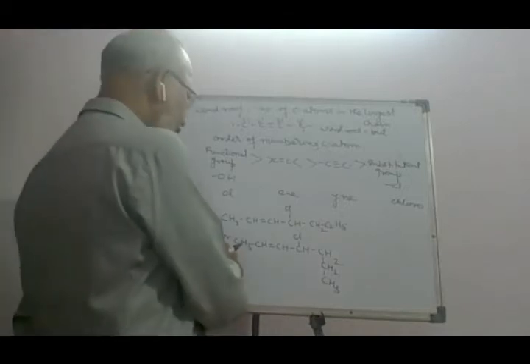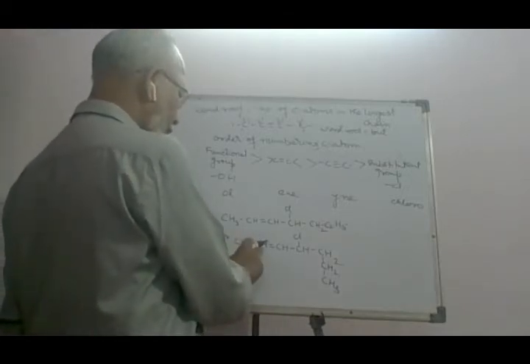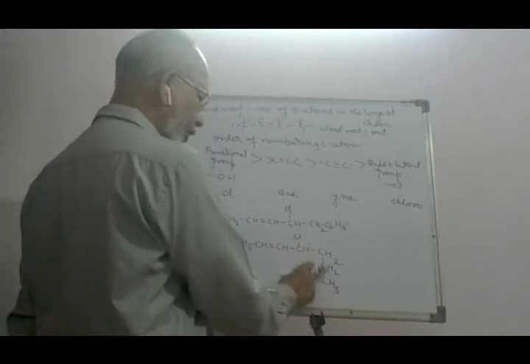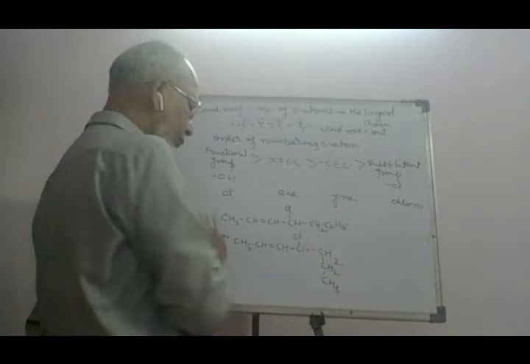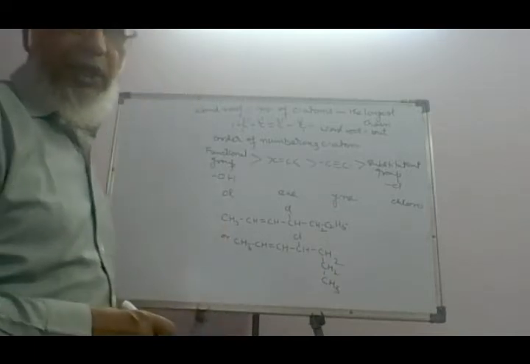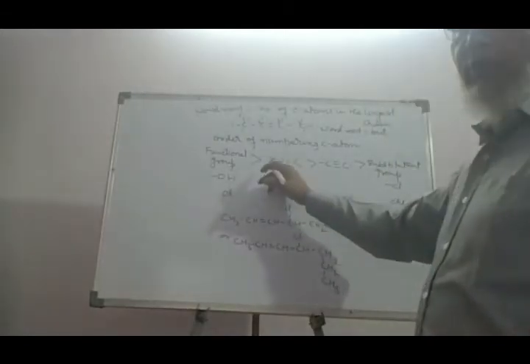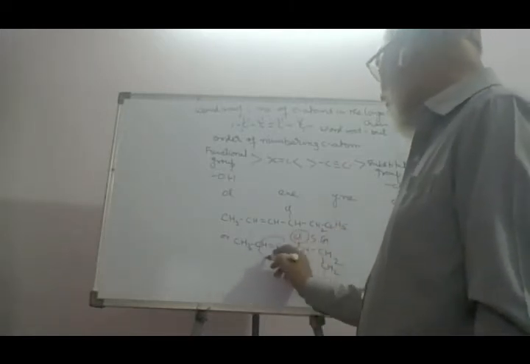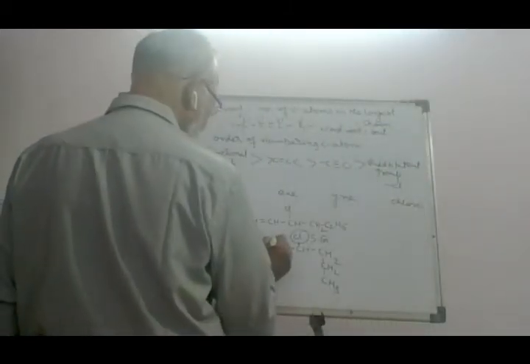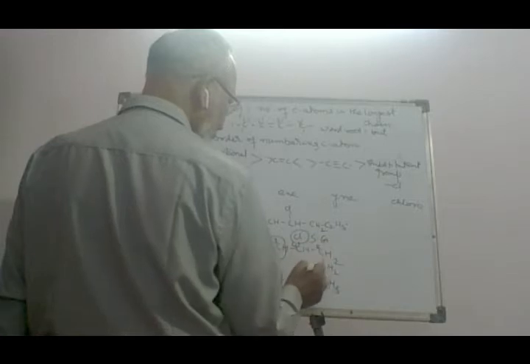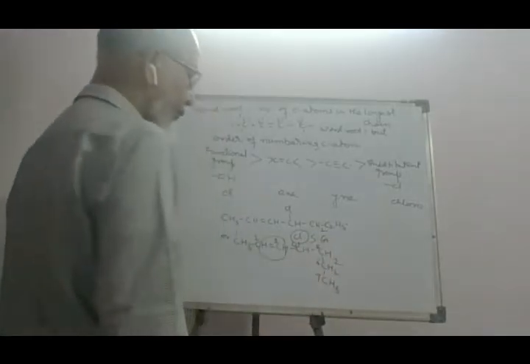Now there is a chain of 1, 2, 3, 4, 5, 6, and 7. Numbering can be done either from here or from here. But I have told you the order of numbering should be such that the double bond should get priority over the substituent group. This is your substituent group, and this is your carbon-carbon double bond. So it should get the preference, and hence it will be 1, 2, 3, 4, 5, 6, and 7, a 7 carbon atom chain.